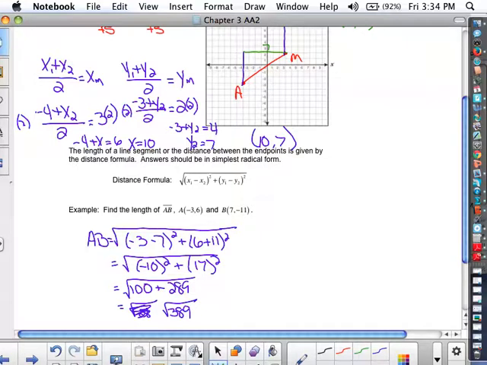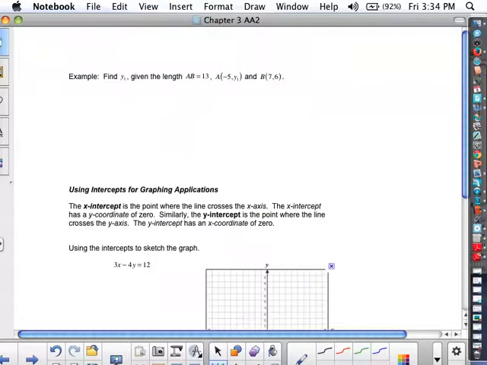Now let's take a look at it a little differently. Again, this time you're given the length of AB. You're given the x-coordinate of A. You're given both the coordinate points for B, but your variable is that you have to find the value of y1. So again, if we look at the distance formula, AB is equal to 13. So 13 is equal to the square root of (-5 minus 7) squared plus (y1 minus 6) squared.